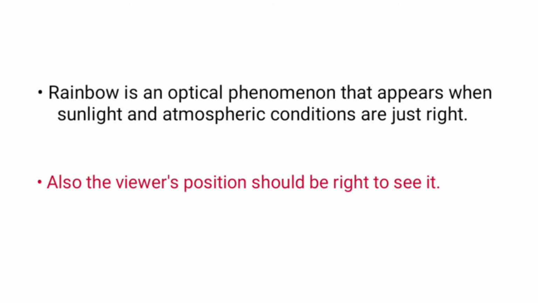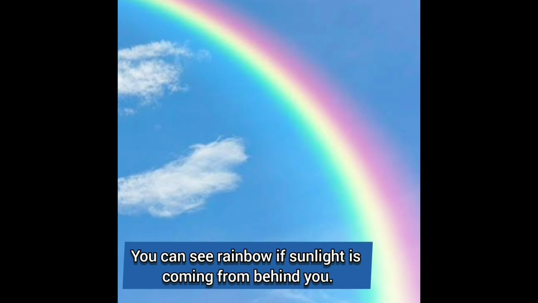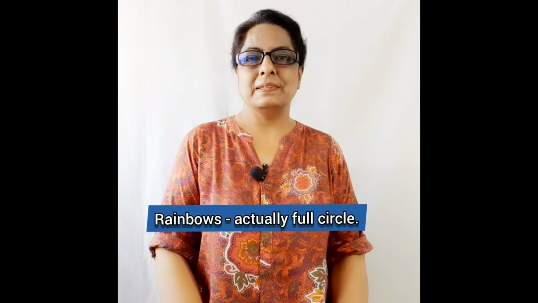Rainbow is an optical phenomena that appears when sunlight and atmospheric conditions are just right. Also, the viewer's position should be right to see it. You can see a rainbow if sunlight is coming from behind you.